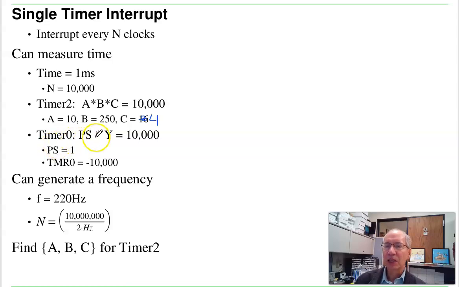Timer 0, I could have a prescaler times y is 10,000. I could have the prescaler 1, and timer 0 is minus 10,000. I'm going to make it minus 10,000 because I count, and 10,000 counts to get to 0.